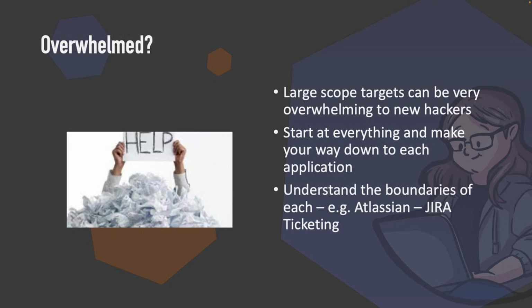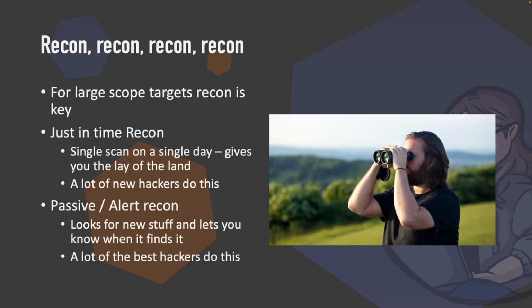Top hackers can feel overwhelmed by dealing with a ton of scope. You want to start broad, trying to find everything, and then make your way down to each application, understanding the boundaries of each. So, for example, Atlassian has a huge scope, but they have individual products like Jira. And you can use the same main app methodology on that single feature or that single product that they have, so you're not necessarily trying to hack everything. But really, for large scope targets, recon is key.